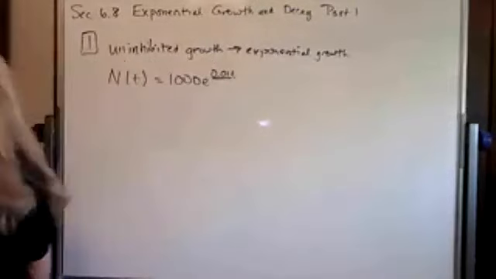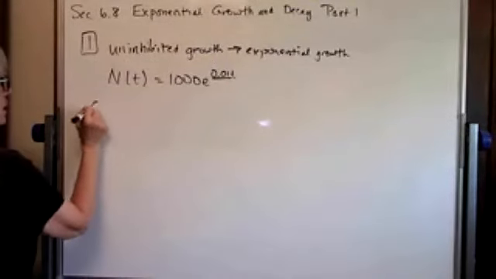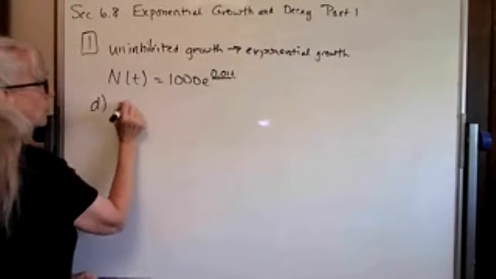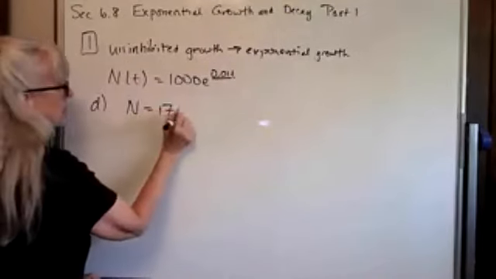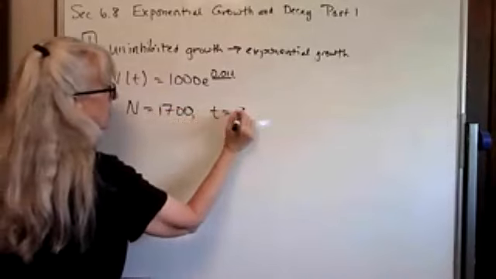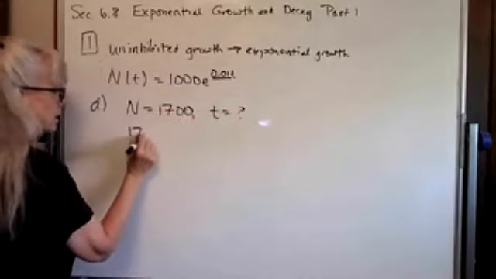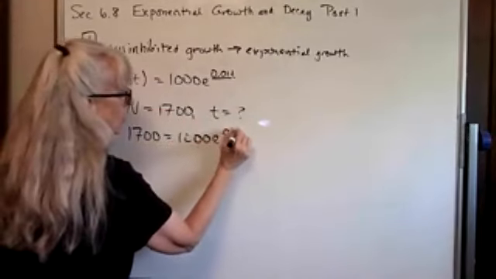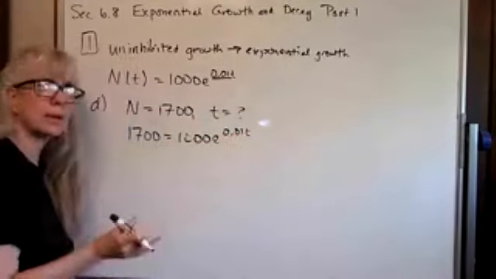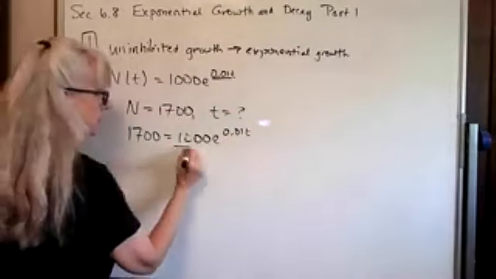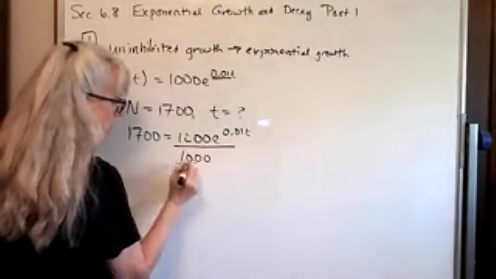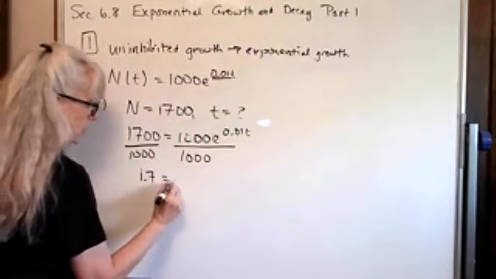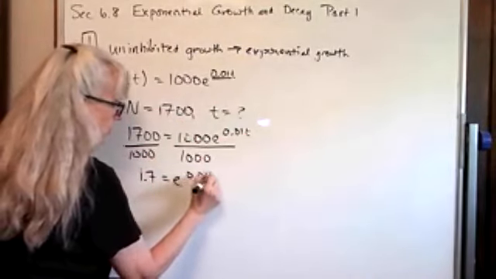In part D of the problem, they want to know when will the population reach 1700. So N is going to be 1700. They're asking us to find the time. So we're going to set 1700 equal to 1000 e to the 0.01 t. And then we can go ahead and solve that. We've done this several times now. We're going to divide out that 1000. That's going to give me 1.7 equals e to the 0.01 t.